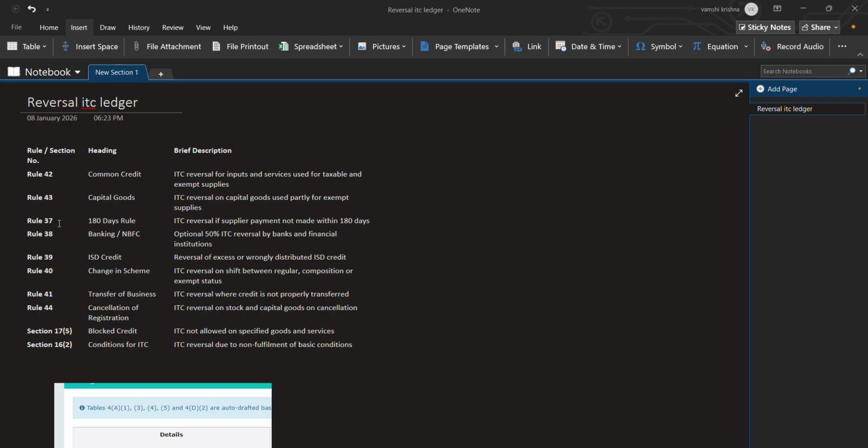In case the supplier showed the GST invoice in the GST return, and we also received GST input, but we don't pay the supplier within 180 days, it will lead to violation of this rule. So we have to reverse the GST input.